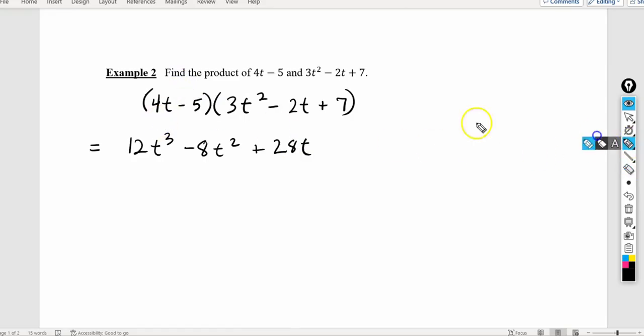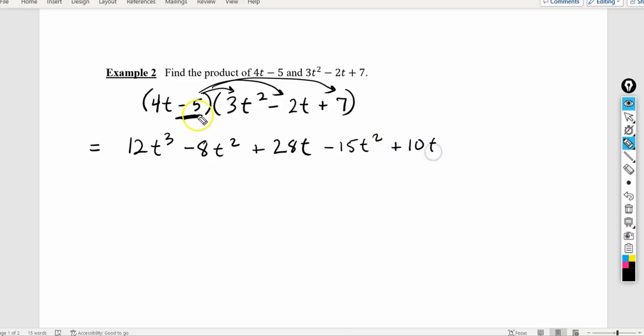The next step is to go to the next term here, -5, and distribute that, multiply that by everything in here. So -5 times 3t squared is -15t squared. -5 times -2t is going to be positive 10t. And -5 times 7 is -35. Now I'm done with the foiling.